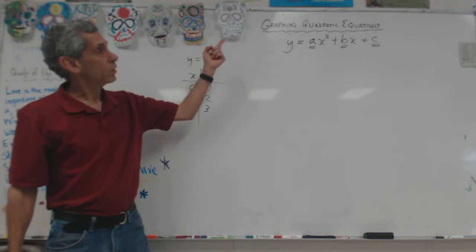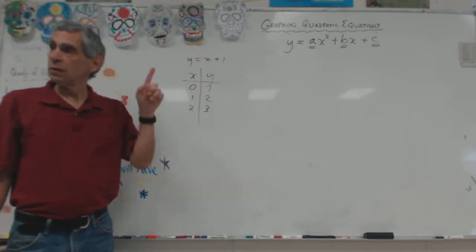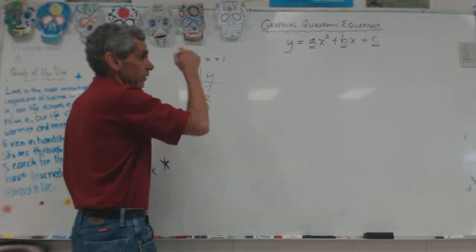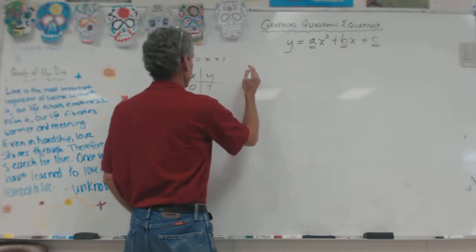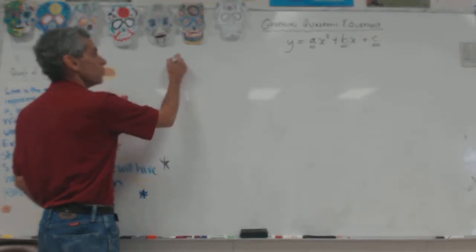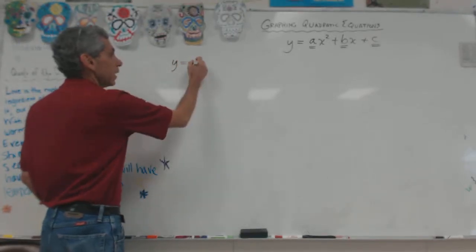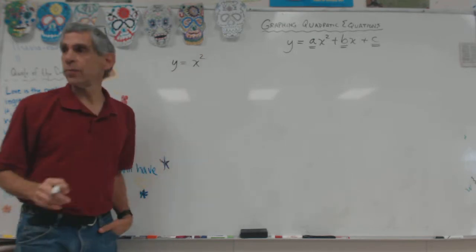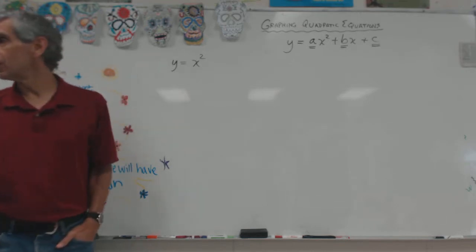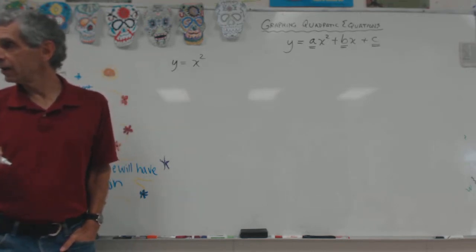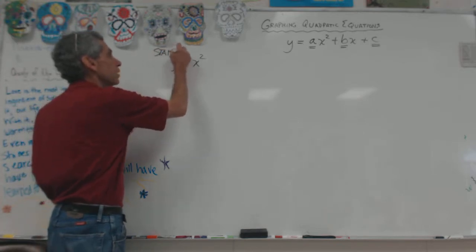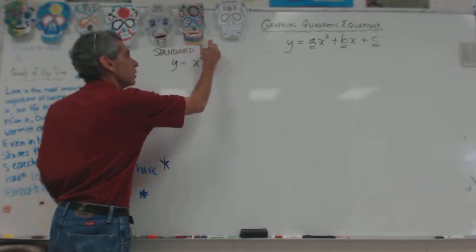But for a quadratic parabola, I need 5 points minimum. 5 points. Okay, so let's say I wanted to graph this. Y equals x squared. That's about the simplest quadratic formula there is. As a matter of fact, it's so simple, I'm going to call him standard parabola guy. Okay? I'm going to actually call him that. Standard parabola guy.